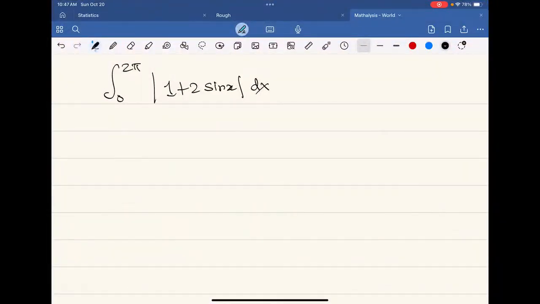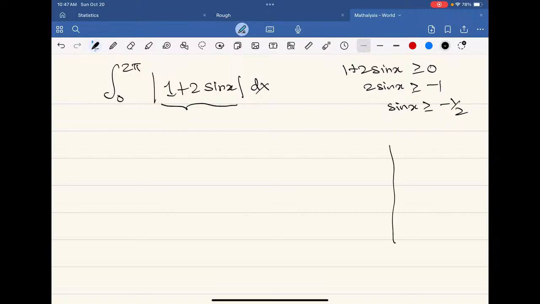Okay, now first of all, let us try to see whether this quantity is positive or negative, so that we can deal with it in the same way, right? Now for 1 plus 2 sin x to be positive, 2 sin x should be greater than or equal to minus 1. So sin x should be greater than or equal to minus half, right? Now in our 360-degree coordinate system from 0 to 2 pi, over here definitely sin x is positive, right?